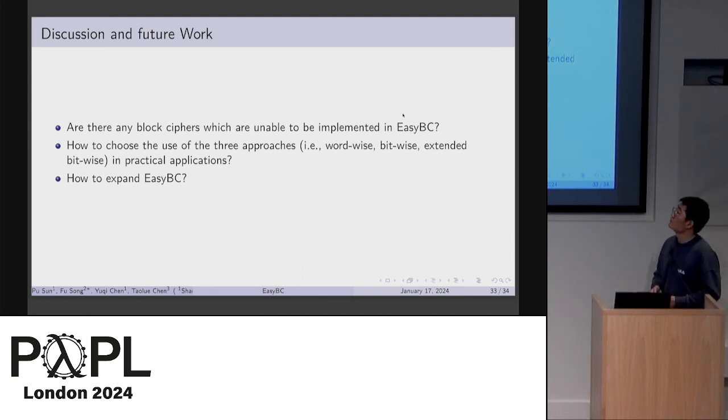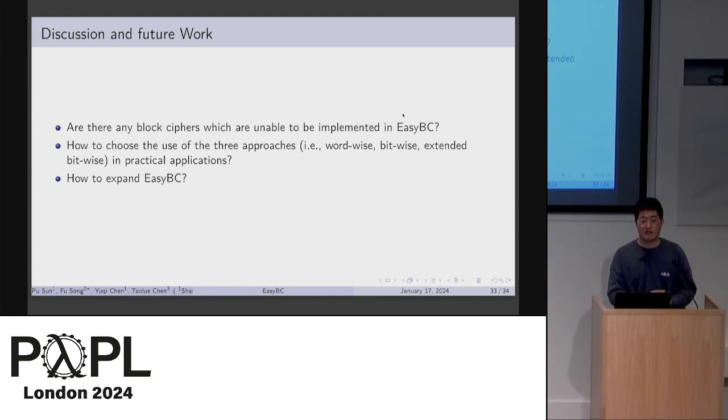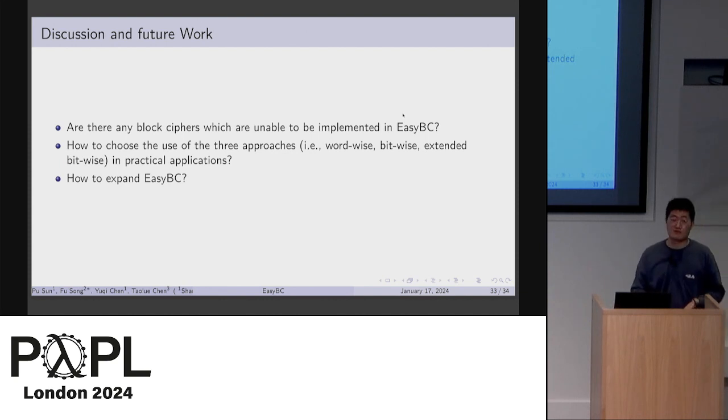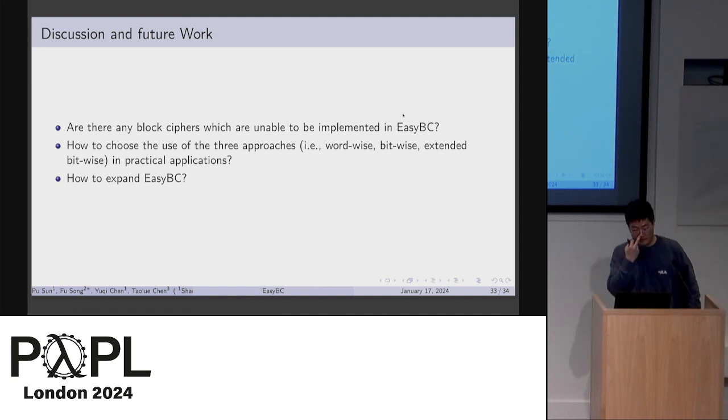The second one is how to choose among the three approaches in practical application. Actually, this is a trade-off question. Wordwise involves fewer constraints and fewer variables. However, it can only suit some specific structures. The bitwise approach is more fine-grained and has wider applicability. However, the upper bound of max EDCP obtained via the bitwise approach and the wordwise approach may not be tight enough in some cases. And the extended bitwise approach is less efficient, but it can obtain a tighter bound of max EDCP.